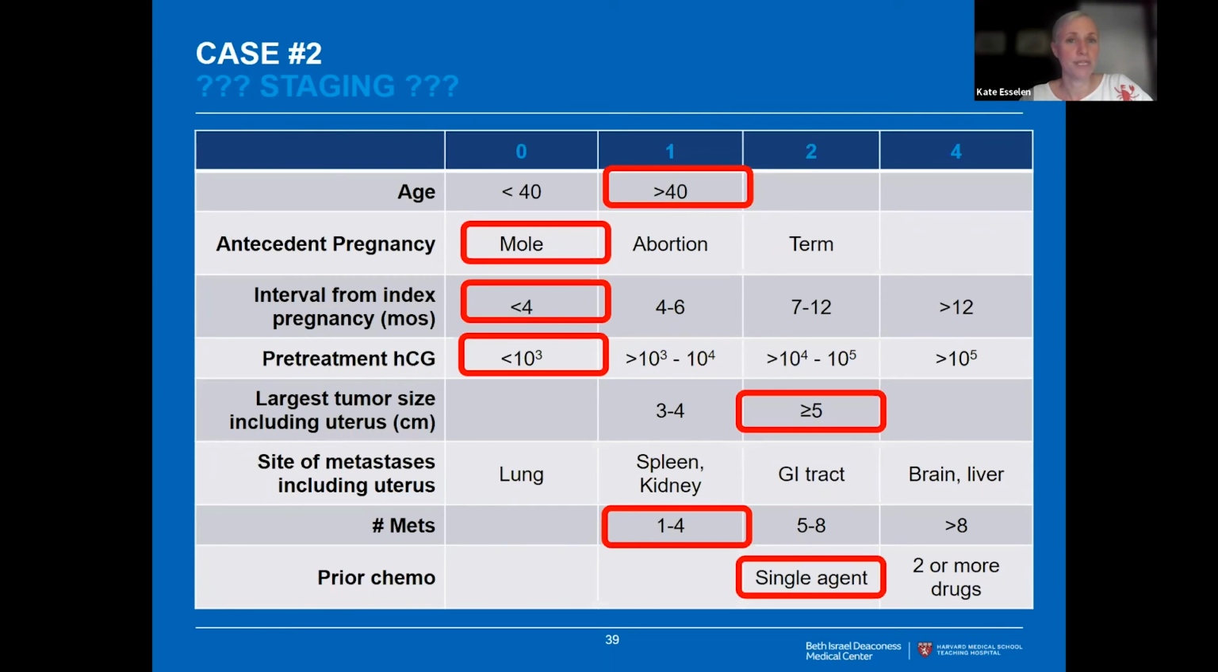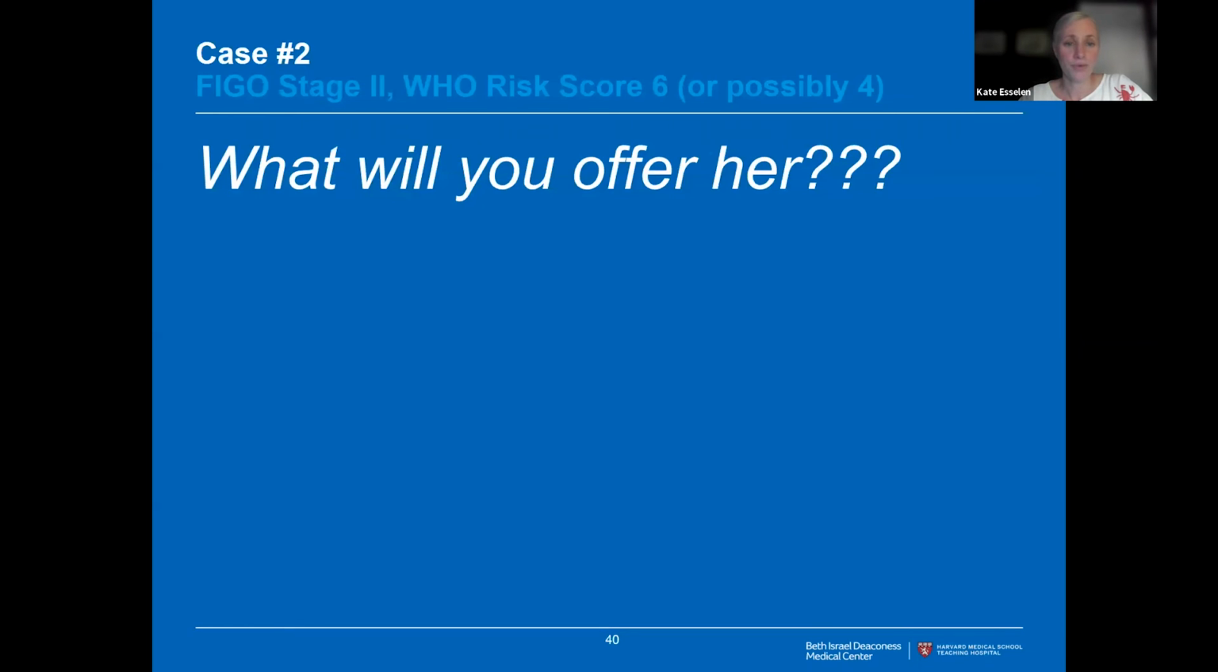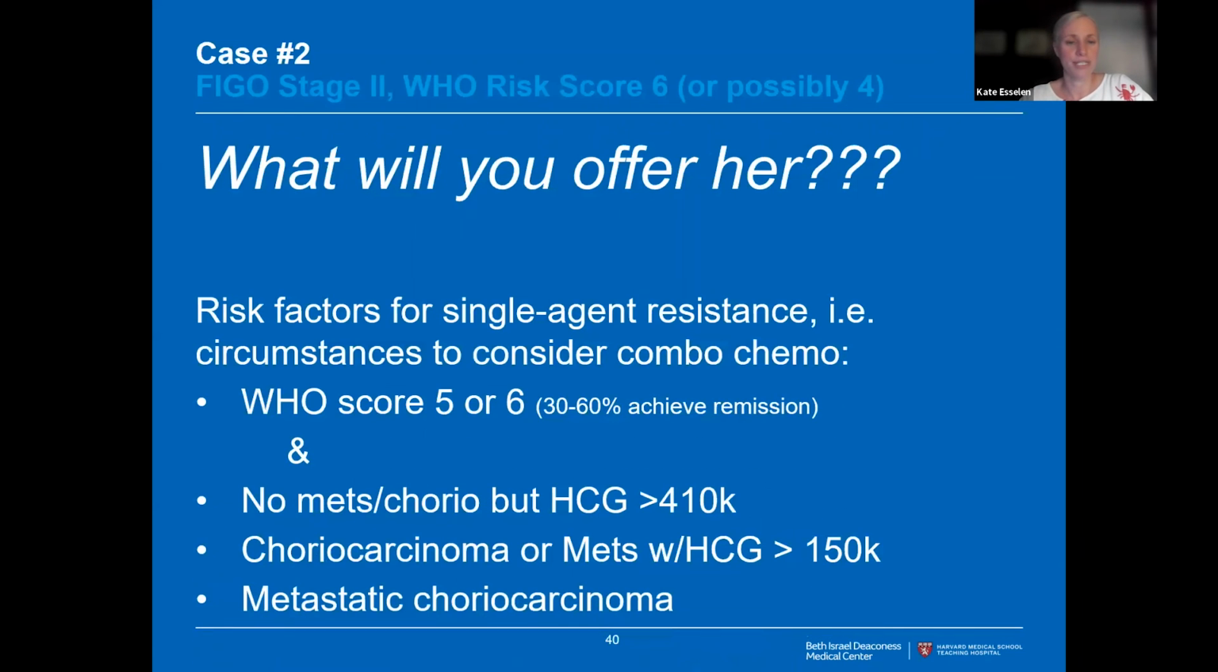But if you do see prior treatment, that could bump her up to a 6, which then puts her in the category where we're a little bit more worried about her potential for resistant disease and maybe needing more aggressive treatment. So we're going to call her more likely a 4 than a 6, but you could see how they might score her as a 6.